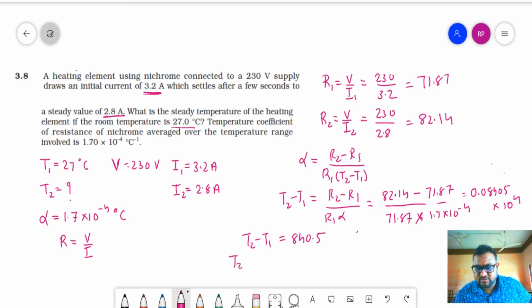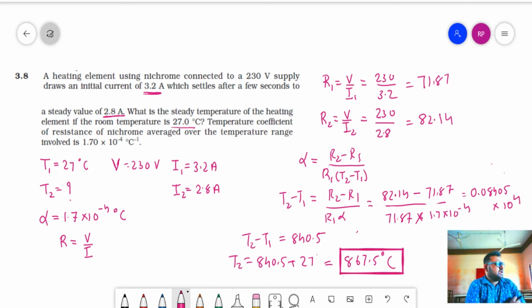So T2 is equal to 840.5 plus T1. And what is T1? 27 degrees. So this will be equal to 867.5 degree Celsius. So steady temperature is 867.5 degrees Celsius.